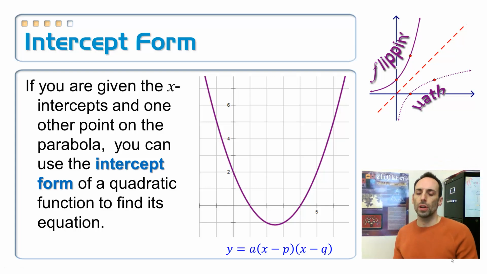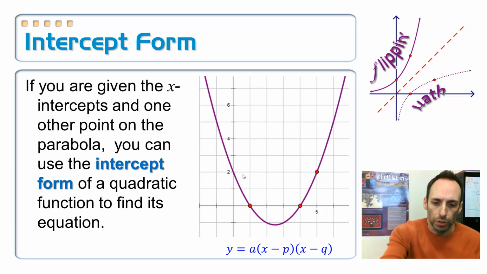Alright, so we have been talking about having a collection of points or having a picture of a parabola and trying to work backwards to find the equation that goes with it. So this time, if you're given the two x-intercepts plus one other point, you should be able to use the intercept form to make the equation. So take a look at this.